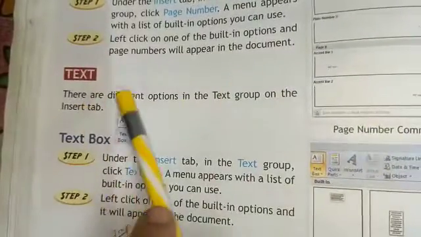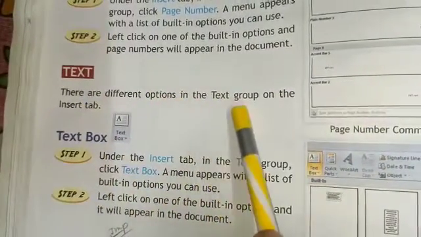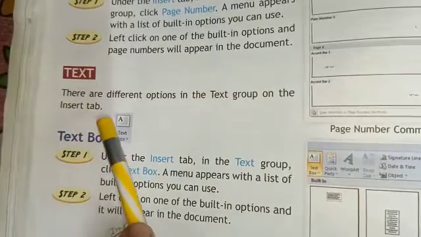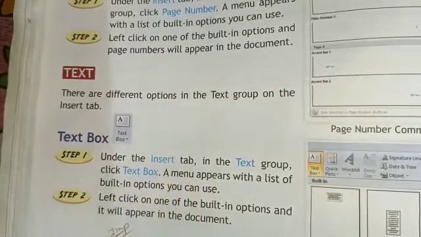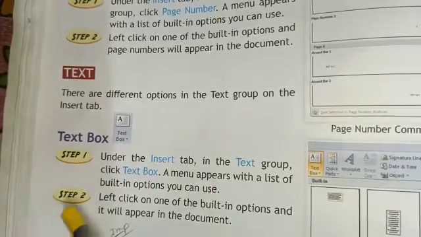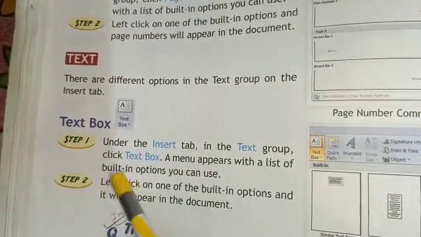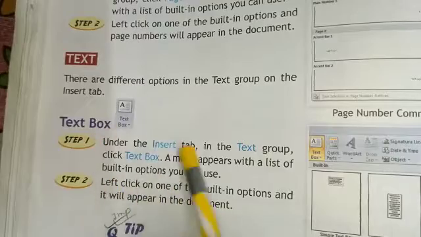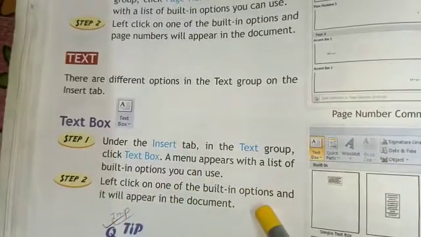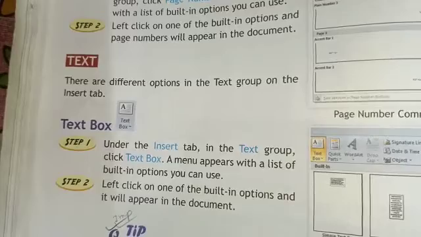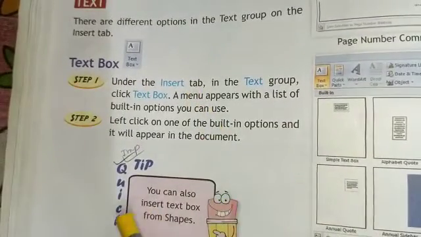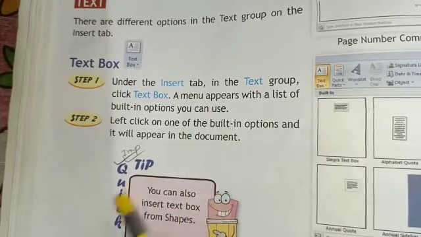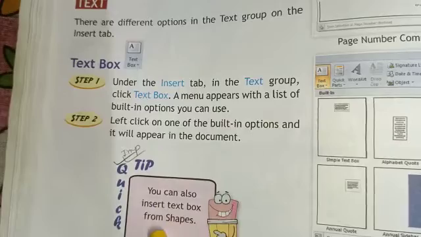Next, text. There are different options in the text group on the insert tab. So there we can find different options in the text group on the insert tab to insert text. Through the text box, we can insert text into a document. To do so, we have to follow these steps. You can also insert text box from shapes. This is important. You can also insert text box from shapes.